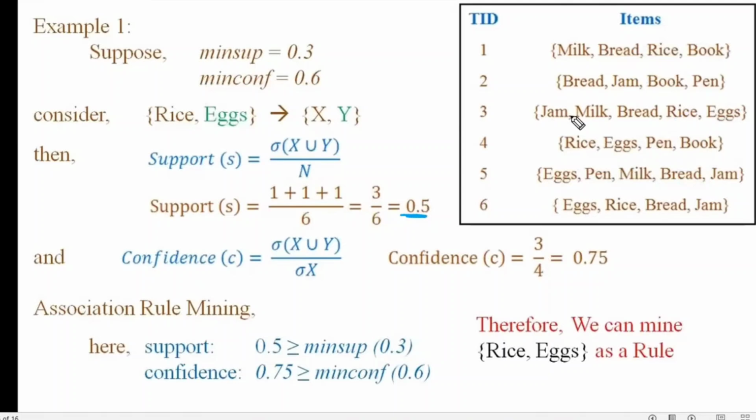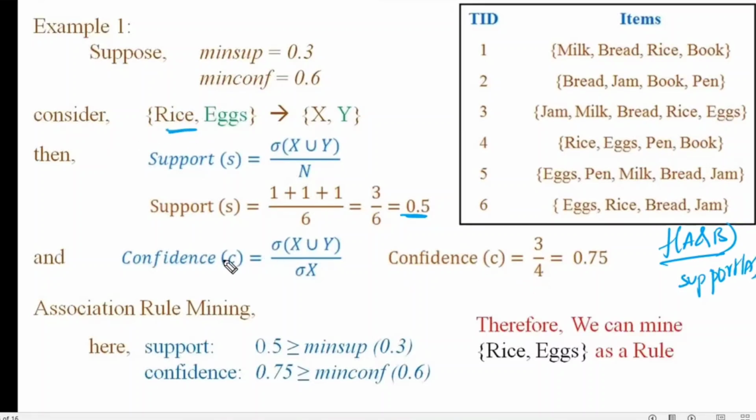Now I'm going to calculate the next one, called confidence. What is meant by confidence? Confidence is the frequency of A and B divided by the support of A. Support of A means only A items, that is only rice.